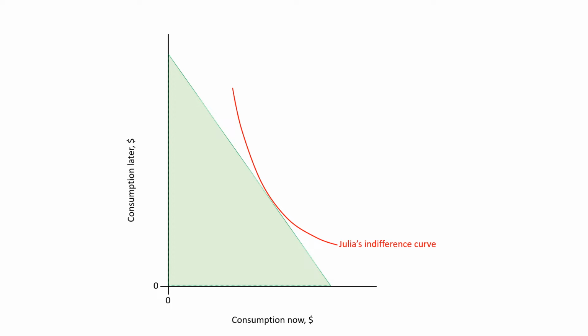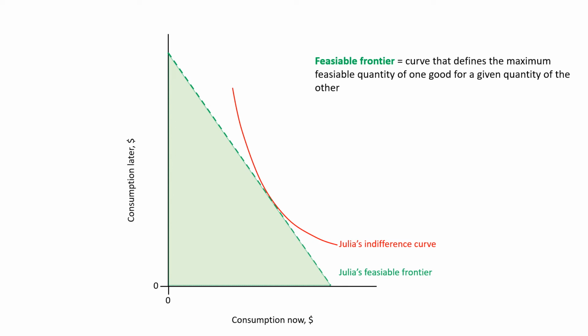To understand borrowing, we use feasible sets and indifference curves. We start in figure 10.2 with feasible sets, or with a feasible frontier, the boundary of the feasible set, which, as you might remember from Unit 3, is the curve that defines the maximum feasible quantity of one good for a given quantity of the other.